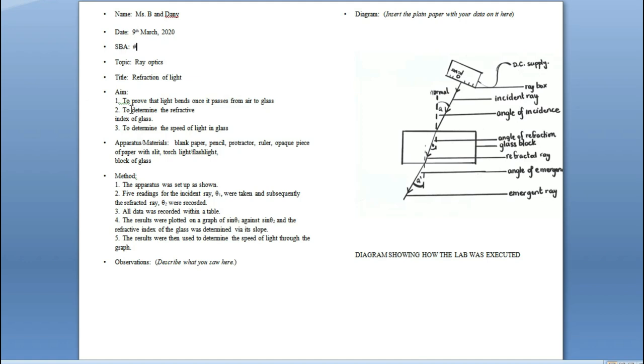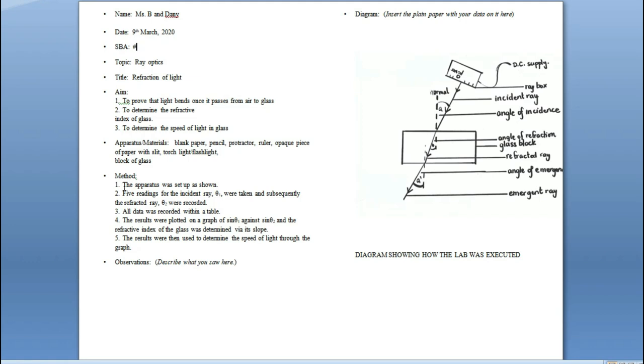The multiple angles that we did were to increase our accuracy in determining the refractive index of glass, right? And then from there, we're going to do another calculation to prove that once light passes from a less dense medium to a more dense medium, it will slow down. That's three things. That's what the lab is all about.